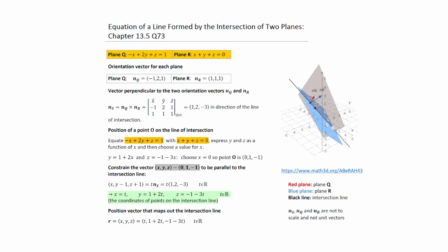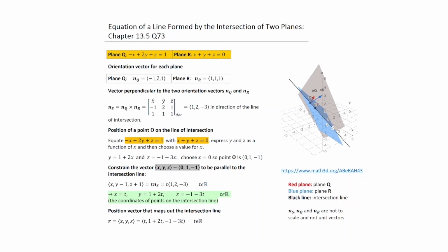The vector that's perpendicular to the two orientation vectors, NQ and NR, can then be obtained. So we just take the cross product and we end up with the resultant value. That's 1, 2, and minus 3. And this is in the direction of the line of intersection. Okay, you can show that quite simply. And looking at the interactive simulation on the right, you can play with it to show that that is in fact the case. So we know it's in the direction of the line of intersection.